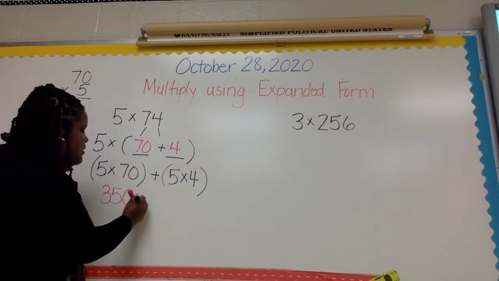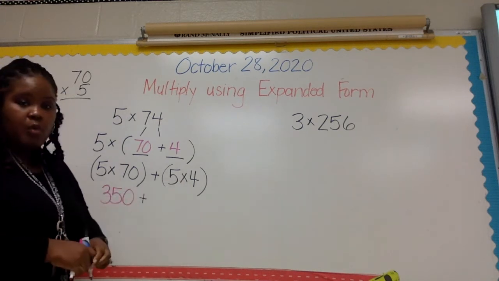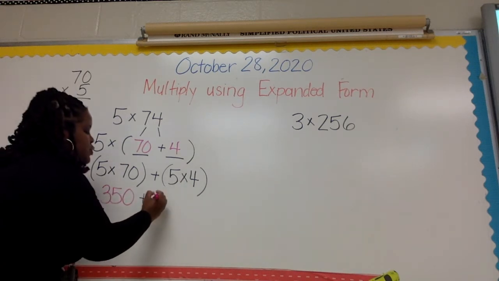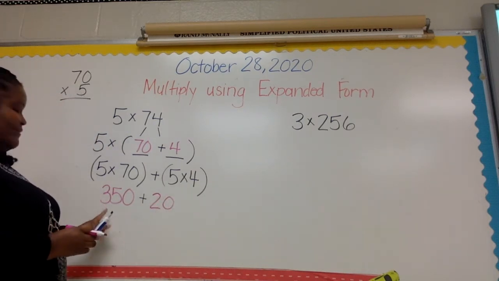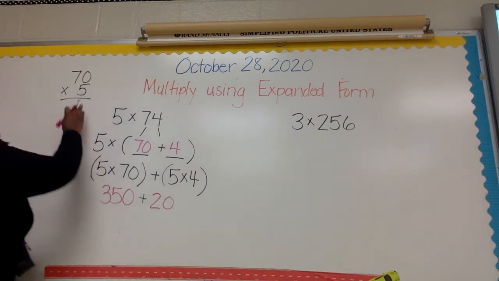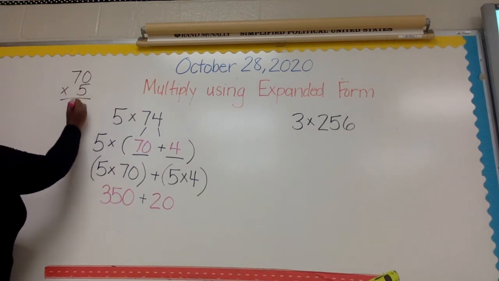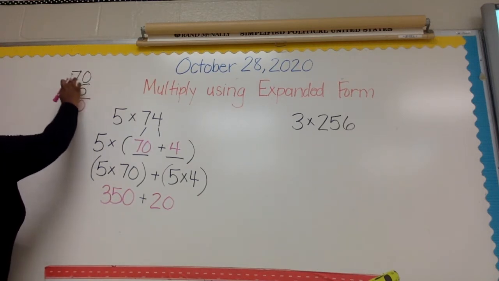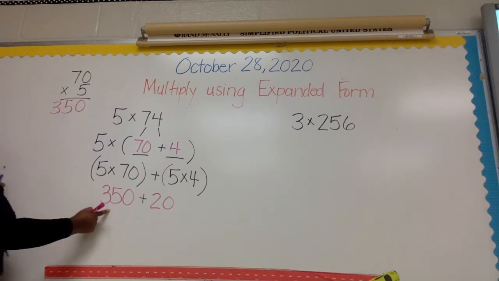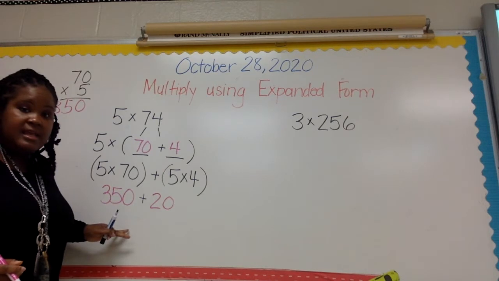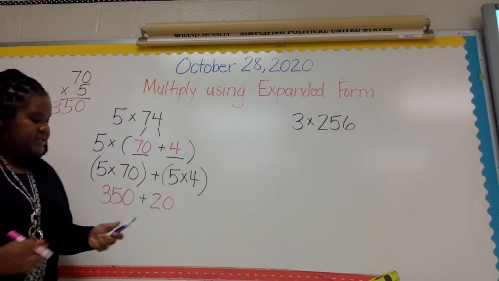changing the markers, plus 5 times 4 we know is 20. I heard you. It's 20. Okay, if you want to go back and verify that this is correct, just come up here and multiply. 5 times 0, 0. 5 times 7, 35. So I know that that's correct. So now you're left with this. So it says 350 plus 20.